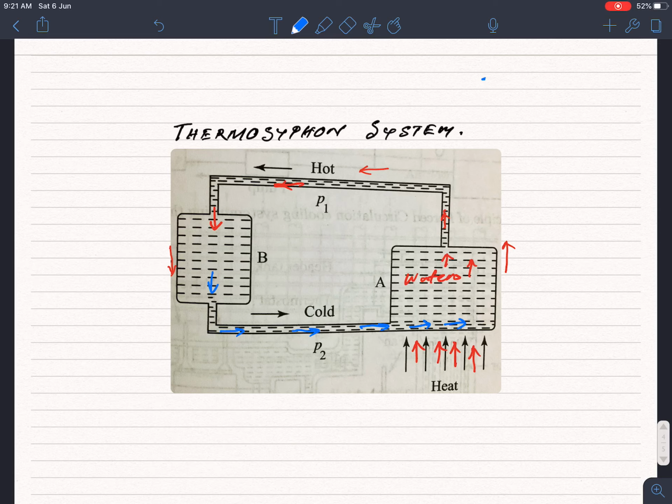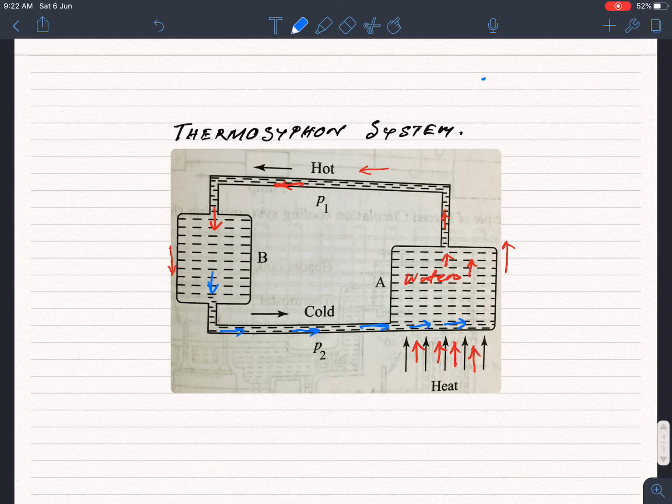As you can see, we are not using any kind of pump or motor to flow this water from container A to container B. So that is why it is a natural process happening because of density difference between hot water and cold water. In this way, the thermosiphon system works, and regularly the cold water comes into this A chamber and the hot water goes to the B chamber. It is very easy to understand.